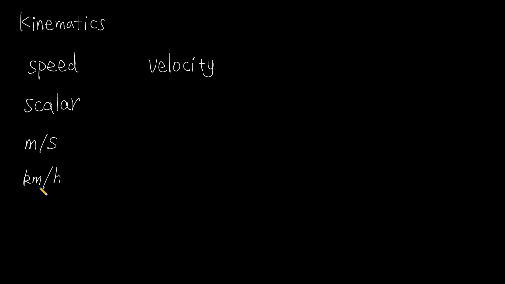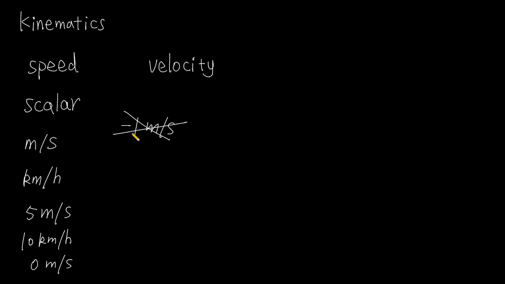And speed is always positive or zero. We can see a speed of 5 meters per second or 10 kilometers per hour, even 0 meters per second. But we can never see a speed of negative 1 meters per second. So it's impossible. Such a speed does not exist. And in physics, we use this symbol to represent speed.